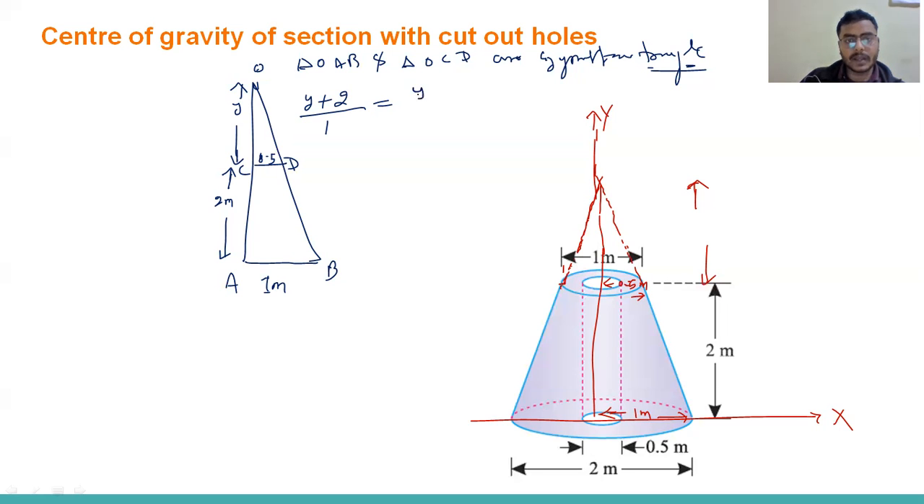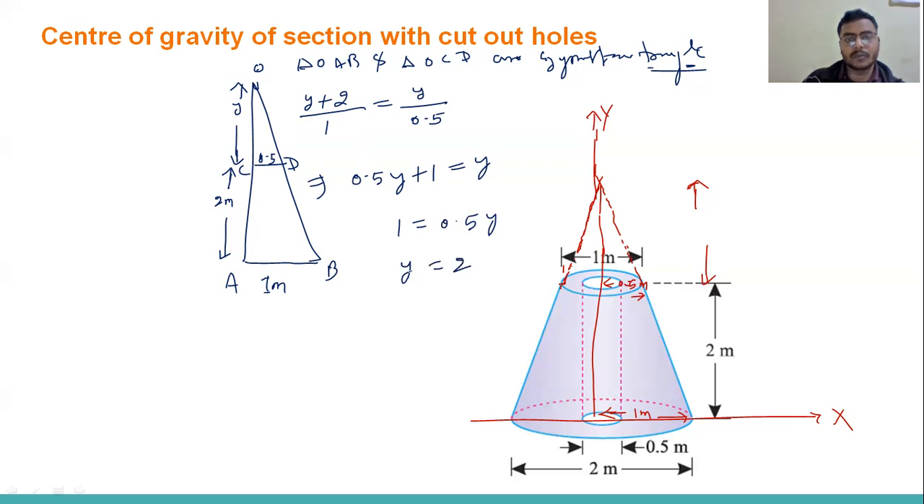is equal to y divided by 0.5. So from this equation, we can calculate 0.5y plus 1 is equal to y, so 0.5y is equal to 1. So from here, y is equal to 2. We'll get y is equal to 2. So this height also will be 2 meter. Okay, now.